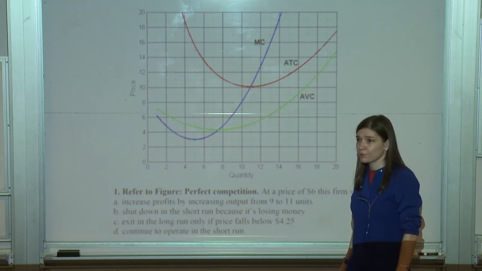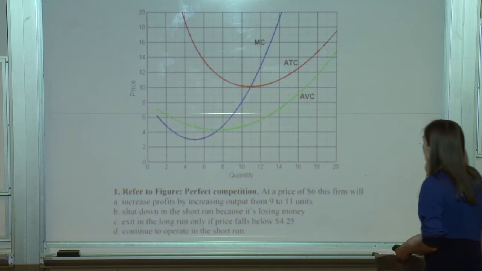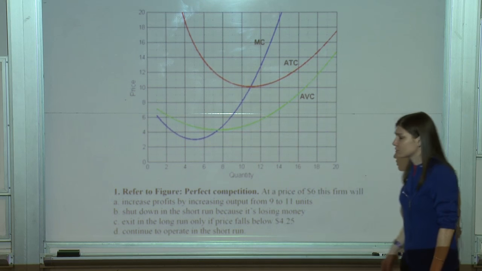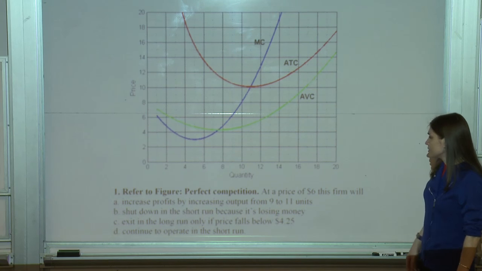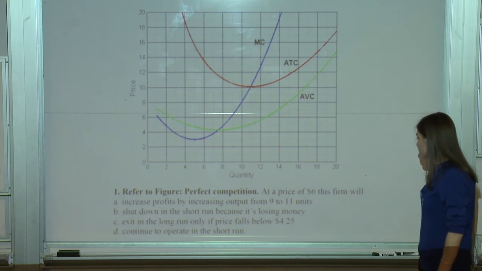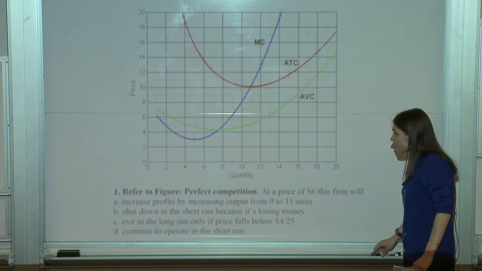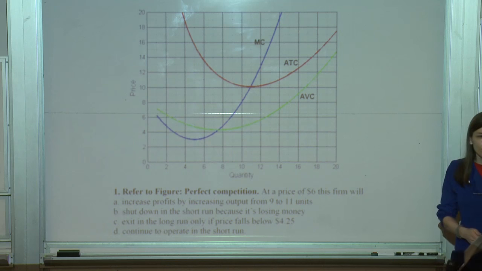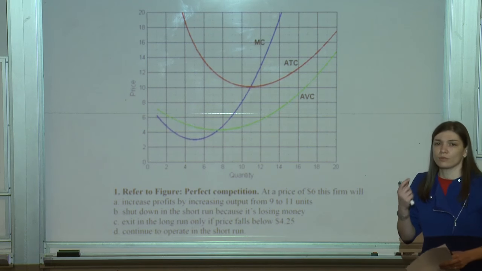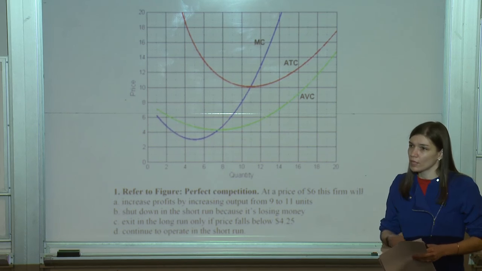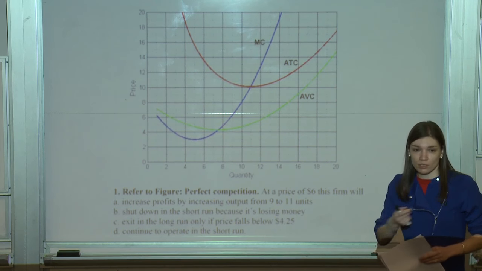So this is a firm in perfect competition. We know the average total cost, we know the average variable cost, the marginal cost curve as well. The first question is, at a price of $6, what would this firm do? First of all, we know that in perfect competition, what is the decision rule? How does the firm decide how many units to produce? And not only in perfect competition, in general, what's the decision rule?